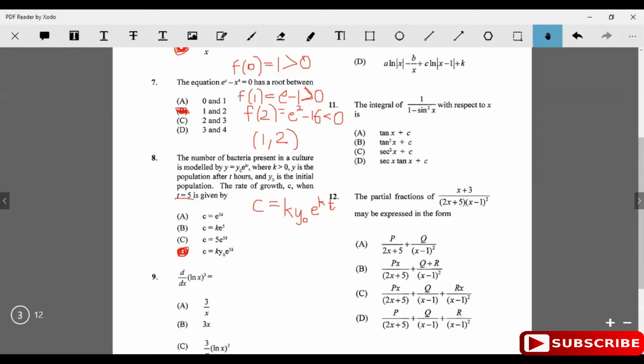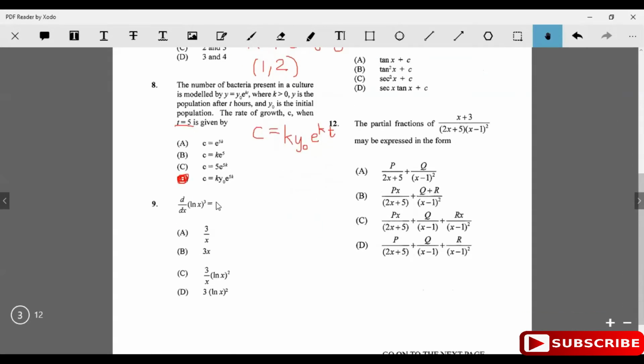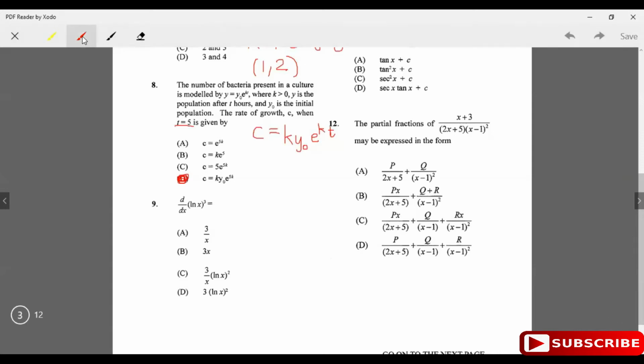Question 9. It wants you to differentiate ln x cubed. To differentiate ln x cubed, you bring down the power. So it's 3 times the ln of x all squared multiplied by the derivative of ln x, which is 1 over x. So we've carried on the power, subtract 1 from the power, then multiply by the derivative of ln x, which is 1 over x. So the answer is cat. All right, nice.